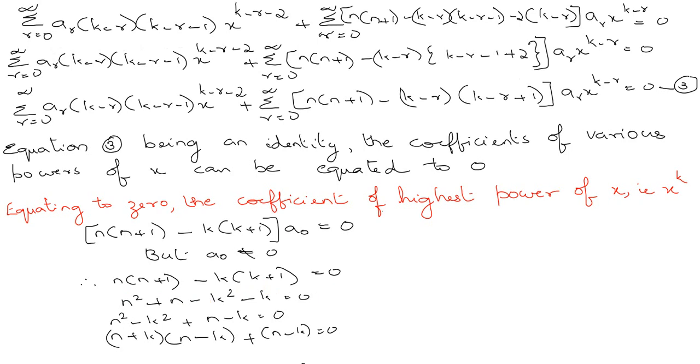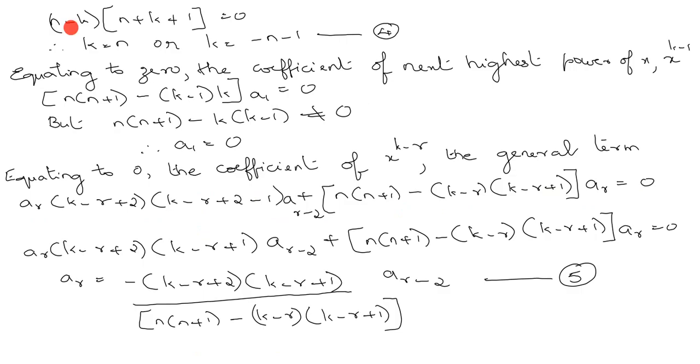Expanding this and writing n square minus k square as (n plus k) into (n minus k), plus n minus k is equal to 0, and taking n minus k common, we can write (n minus k) into (n plus k plus 1) is equal to 0. Now either k should be equal to n or k should be equal to minus n minus 1. I am naming this as equation number 4.